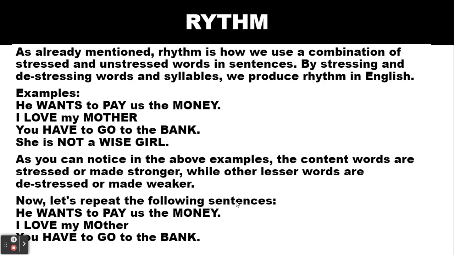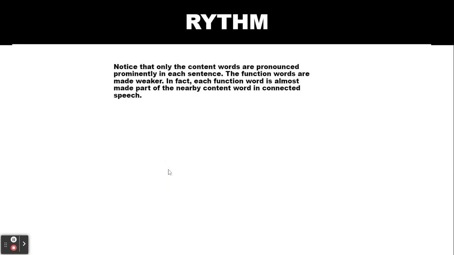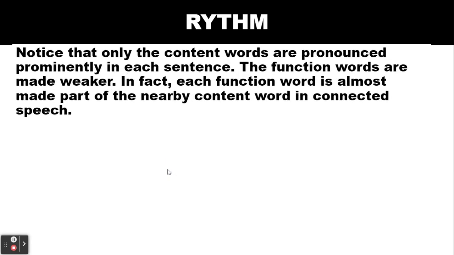Now let's repeat the following sentences. He wants to pay us the money. I love my mother. You have to go to the bank. She is not a wise girl. Okay? Notice that only the content words are pronounced prominently in each sentence. The function words are made weaker.